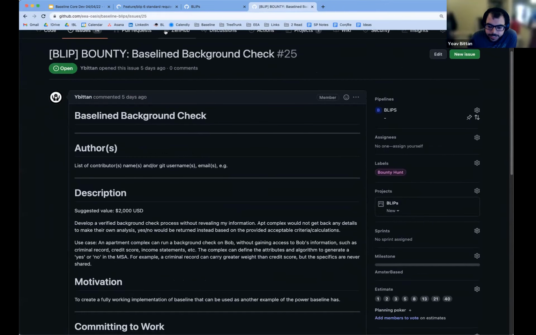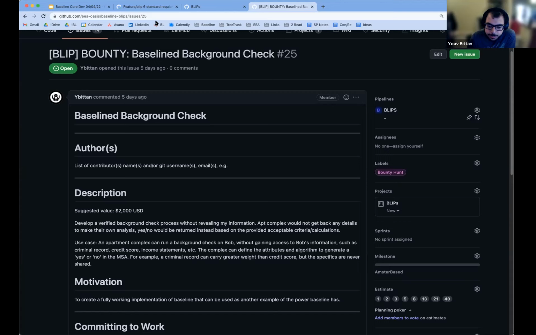Okay, so the idea of this one is essentially you have an apartment complex that has an applicant, right? Say Bob, and Bob wants them to... So they require a background check, right? And Bob wants them to know whether or not he's a safe person to rent to without them actually seeing the full scope of his background check. So he doesn't want them to see, like, listed criminal record, credit score, income statements, all of the different things that would come back to the bureau that's actually running this check.